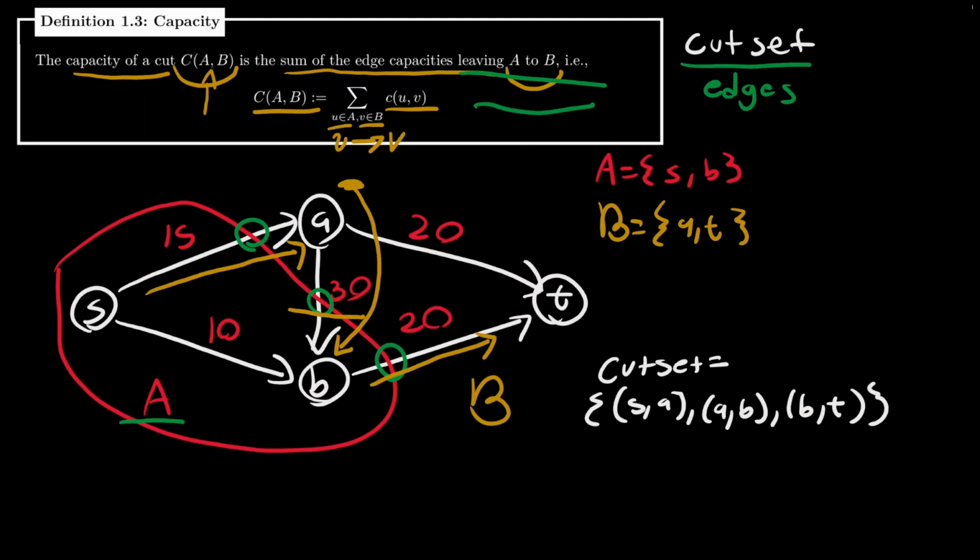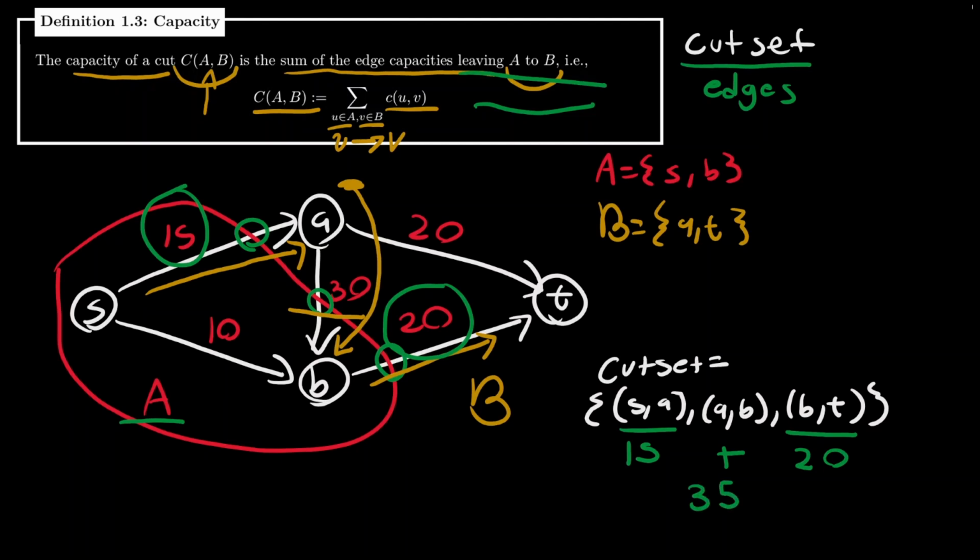So the only edges that concern us on this bottom right cut set here are going to be S to A, and B to T. So these are going to be the capacities that we're actually concerned about. Now we're going to look at their capacities, so we're going to look at 15, and we're going to look at 20, and the capacity of this cut set is just going to be 15 plus 20, which is going to give us 35.